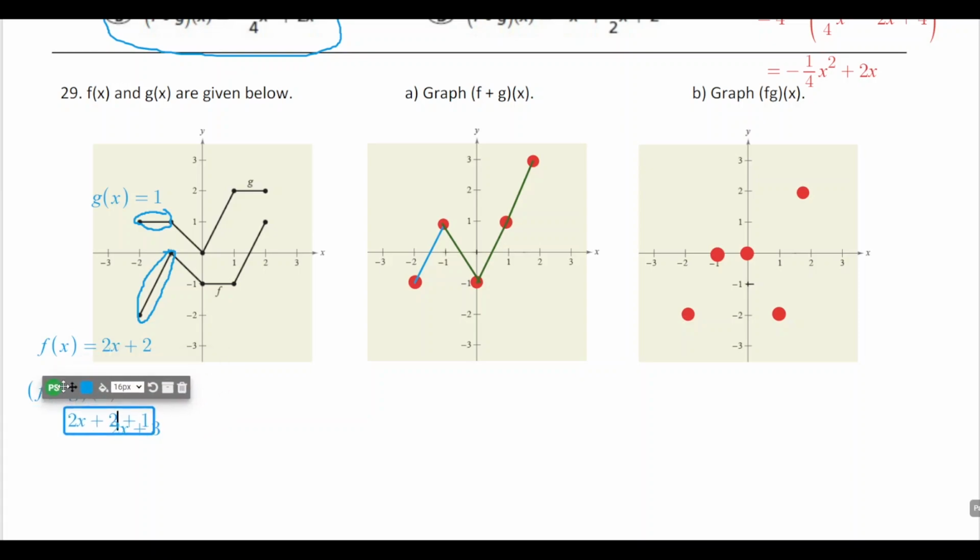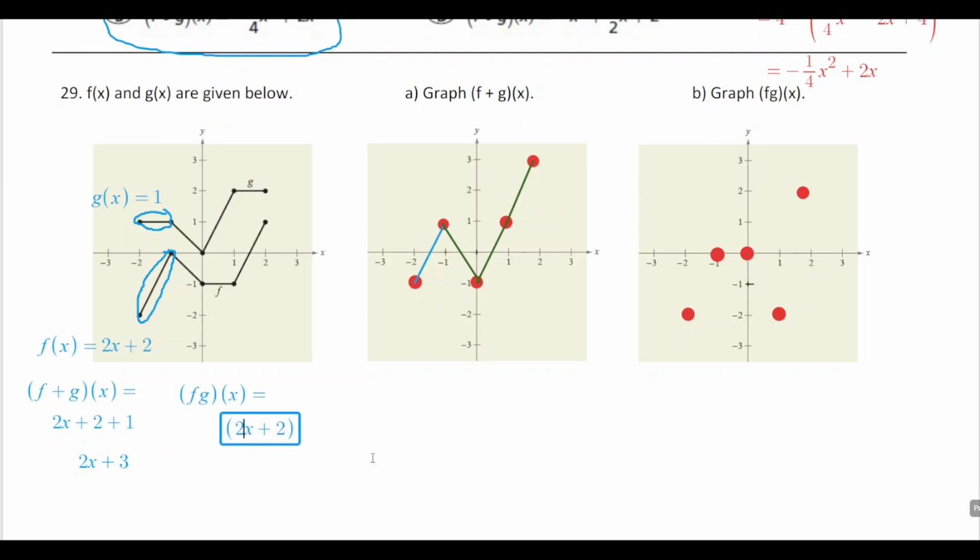Just want to clean this up just a tad. Now, what I want to do is compare this to what we would get if we multiplied them. So if we multiplied these two, f times g, we would have 2x plus 2 times 1. Okay, so 2x plus 2, that whole thing, times 1. Now, if we multiply anything by 1, we're just going to be left with what we have.